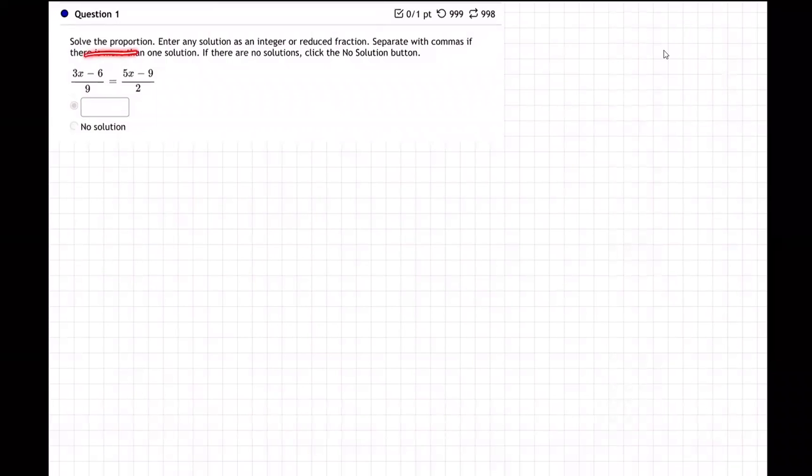It says solve the proportion. Enter any solution as an integer or reduced fraction. Separate with commas if there is more than one solution. If there's no solution, click no solution.